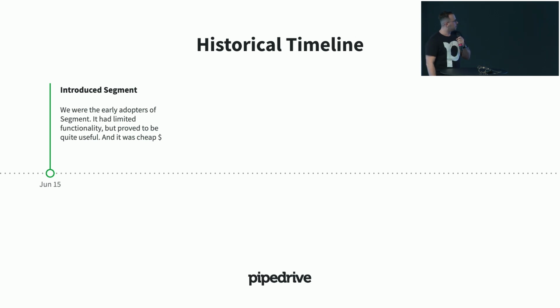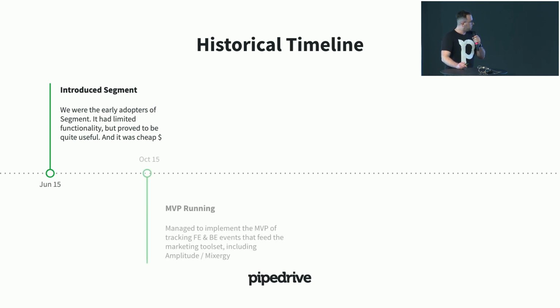But let's start with the historical timeline. I've been with Pipedrive for almost 4 years, and I joined pretty much at the same time when we started introducing Segment. In the early stages, nobody was really eager to implement it. Nobody really understood what it means. But at least some people felt that, okay, it's useful. We can integrate all the marketing tool set that we would like to test out. And it was crazy cheap at that point.